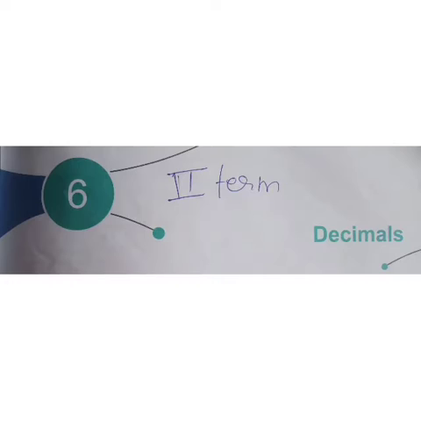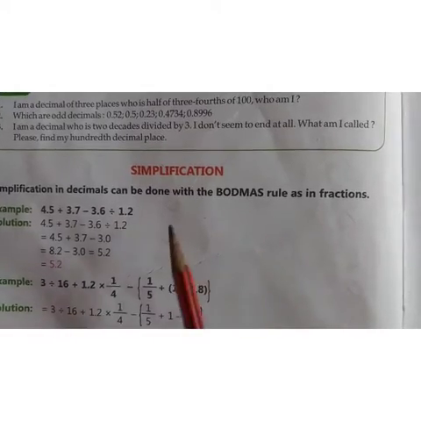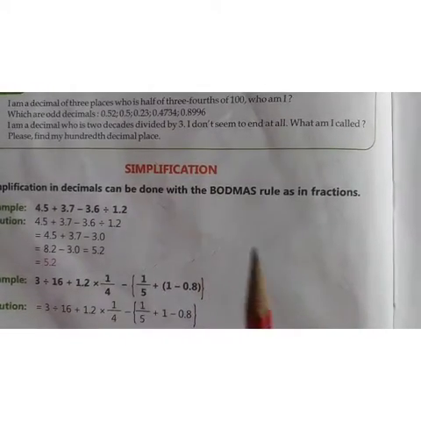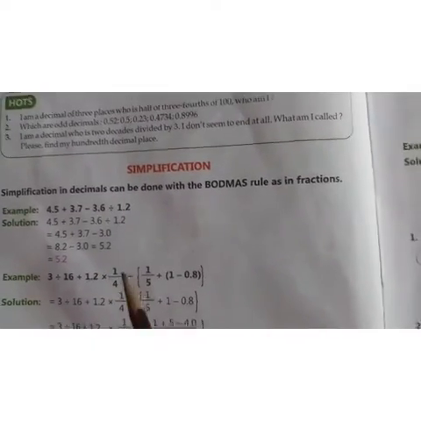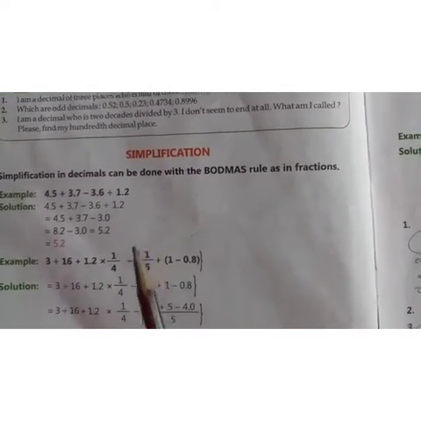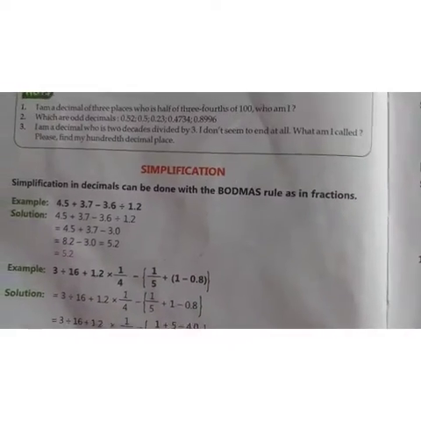So children, let us start with chapter 6, decimals. In the last video we had studied a few concepts. Now let us study the remaining. Students, in today's video we are going to study simplification and rounding of the given numbers. First, let us start with simplification. Simplification is done with the BODMAS rule, as in fractions.